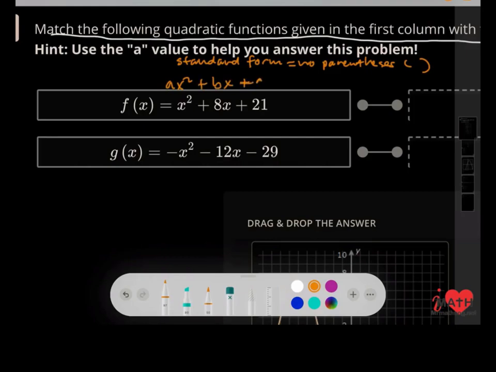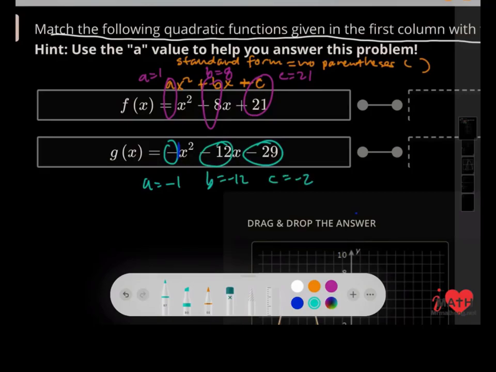Do you notice this strategy I'm doing here? I'm writing the form right above my given. Why do I want to do that? Because then I can identify that A is 1 in this problem, my B is 8, and my C is 21. In the problem below, A is negative 1. Remember, you can just write a 1 right there. And my B value is negative 12, and my C value is negative 29.